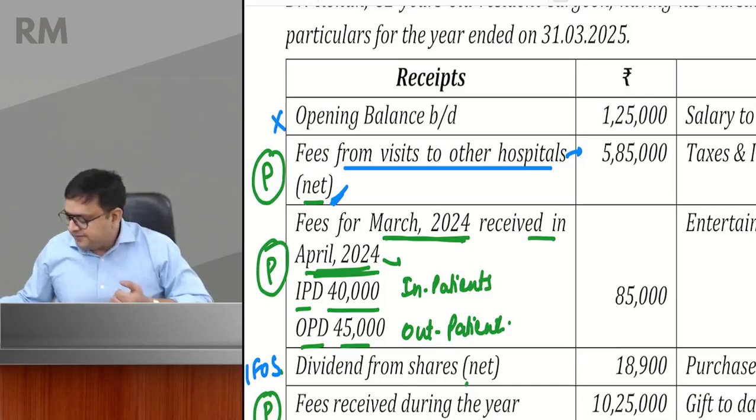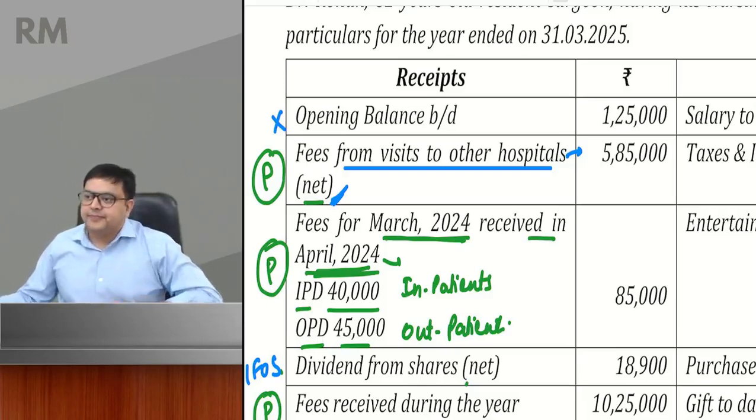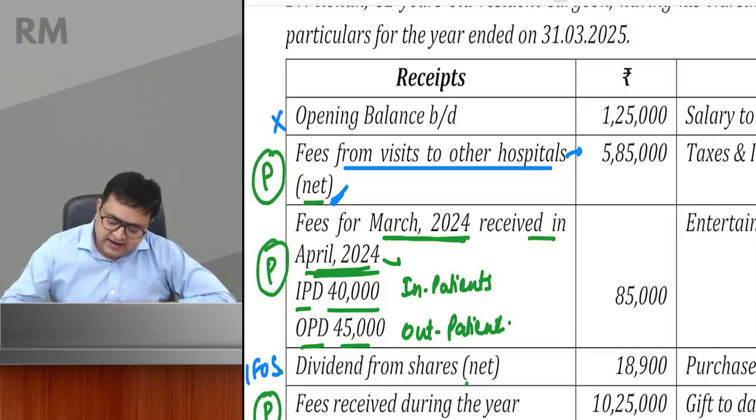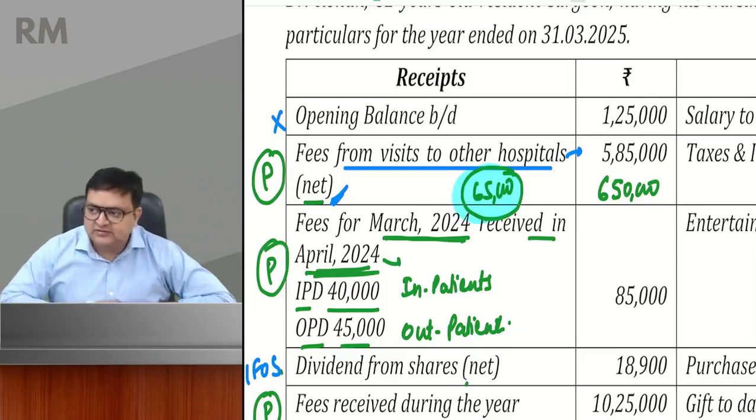What is that amount? Darshini, what is that amount? 6,50,000 should be your PGBP, and 65,000 is the TDS on this.